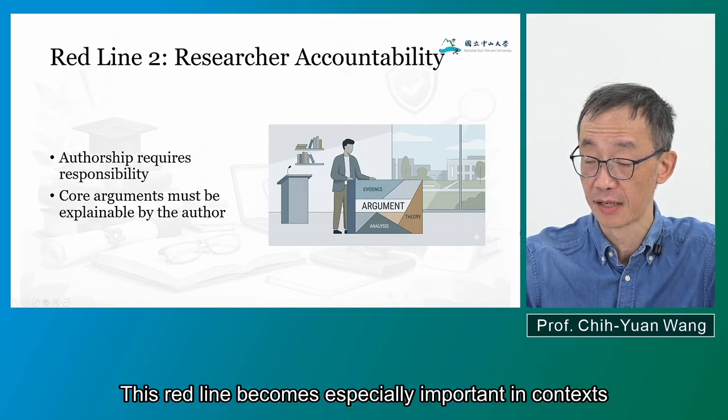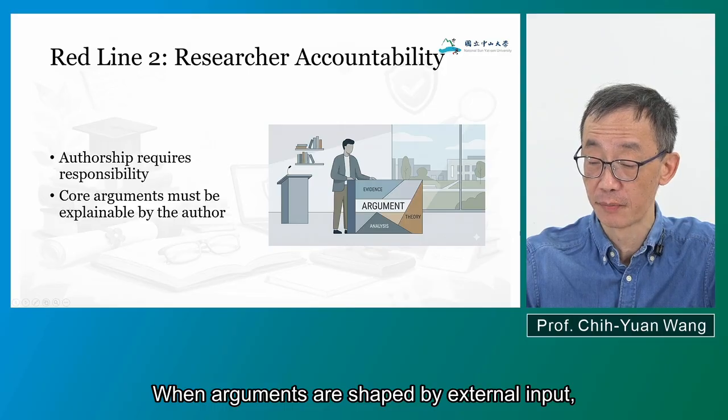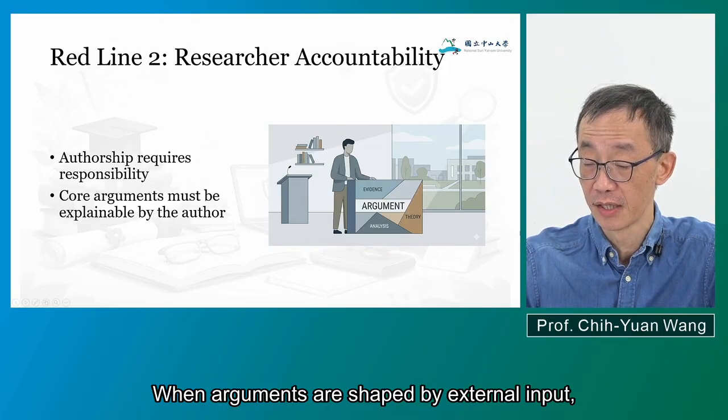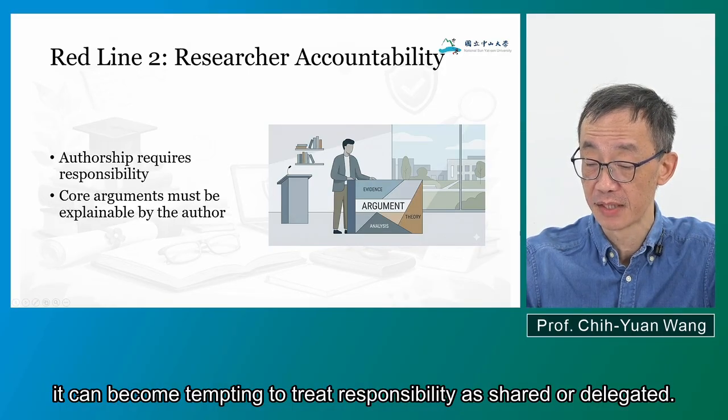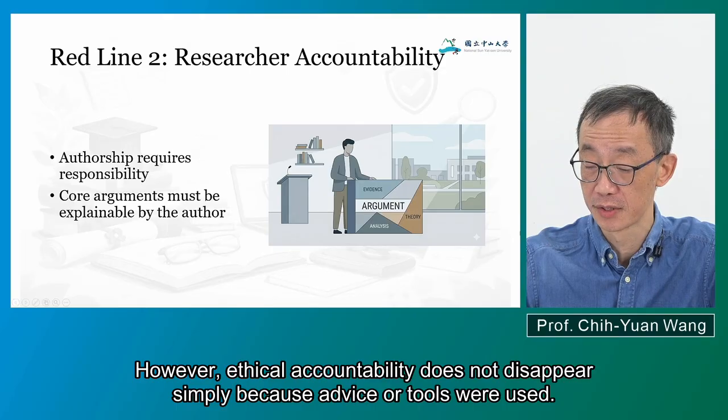It requires the ability to stand behind the reasoning that text presents. This red line becomes especially important in contexts involving supervisors, collaborators, or writing support tools. When arguments are shaped by external input, it can become tempting to treat responsibility as shared or delegated. However, ethical accountability does not disappear simply because advice or tools were used.